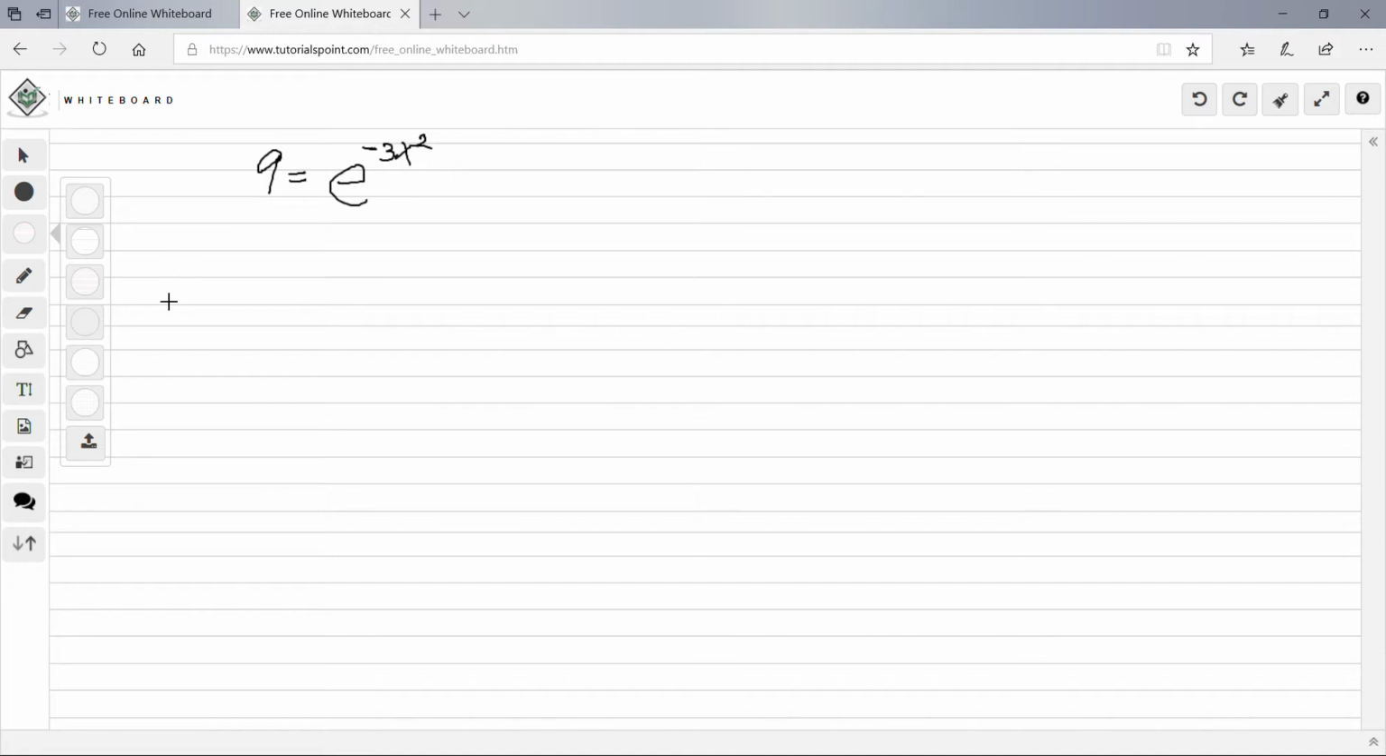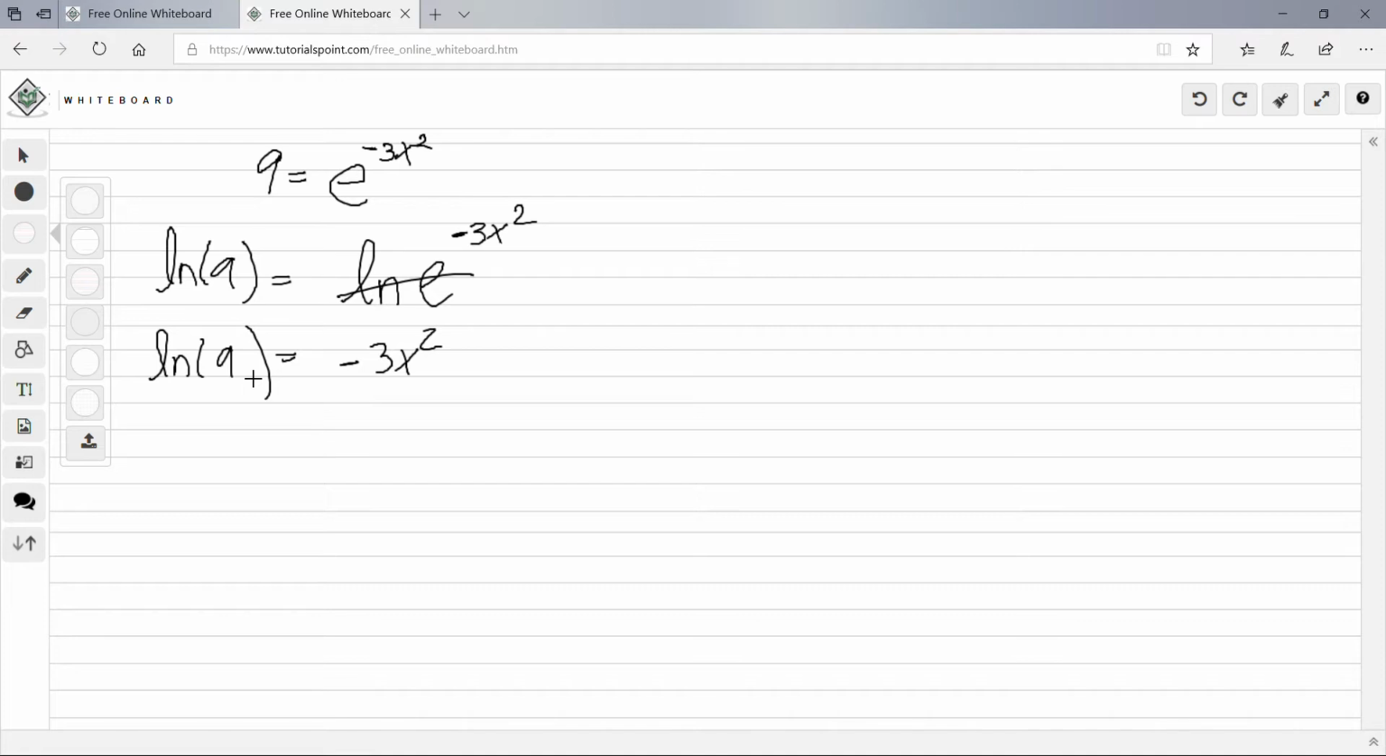So on the left side, it's going to be natural log of 9 equals natural log of e to the negative 3x squared. So remember, when you have a natural log and an exponential, they cancel each other because they're inverses. So you're left with the exponents. So you're left with negative 3x squared and then natural log of 9. So our goal is to solve for x, so I'm going to divide everything by negative 3.